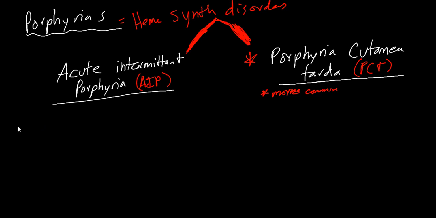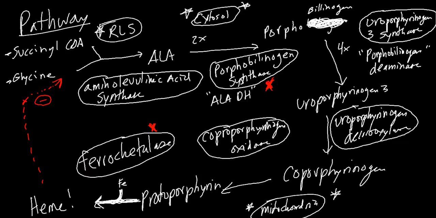Now, AIP is going to be a deficiency or a mutation in the uroporphyrin 3 synthase enzyme. So let's take a look back. The uroporphyrin synthase enzyme. Where are we? We're up here. Okay, we're missing this enzyme. It's also known by this name as well.